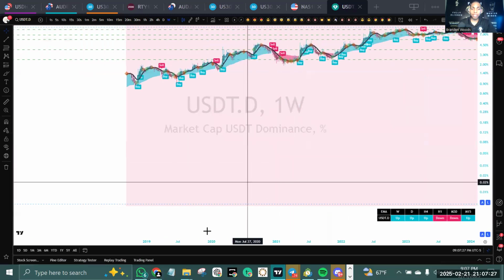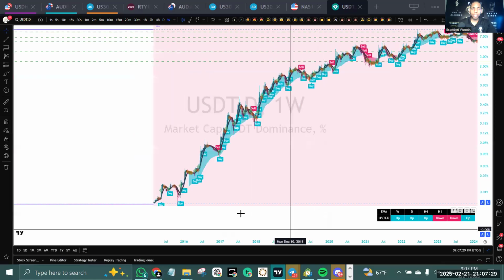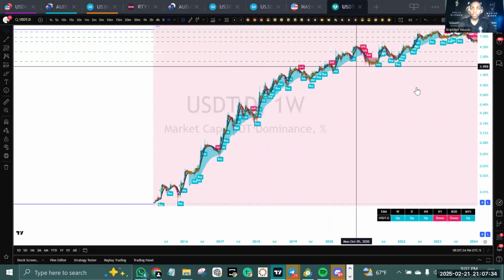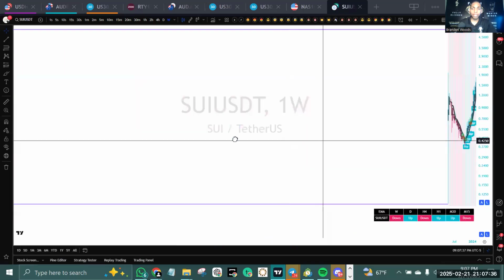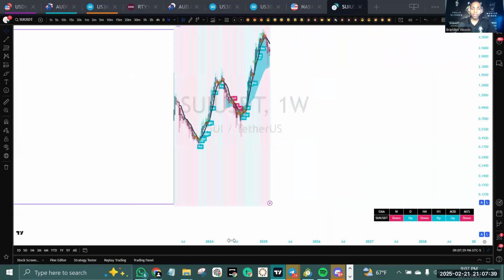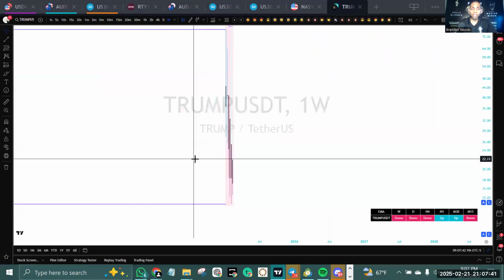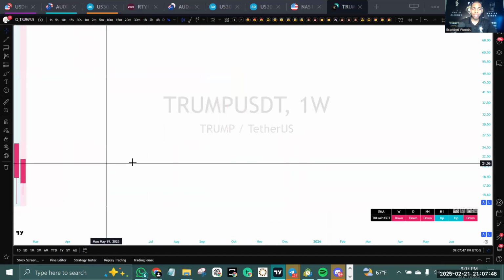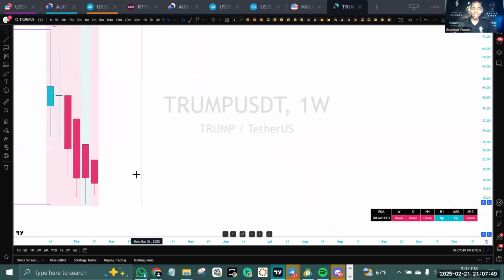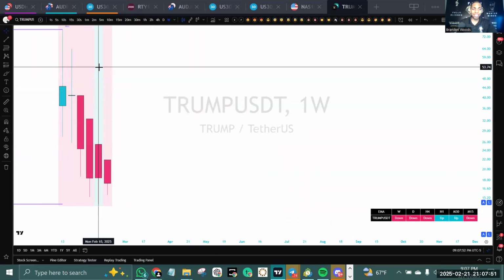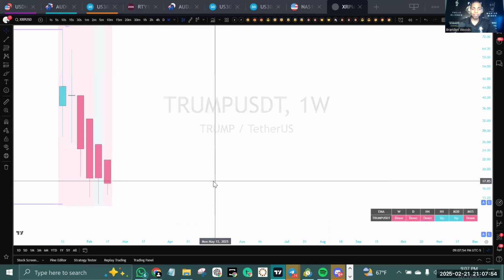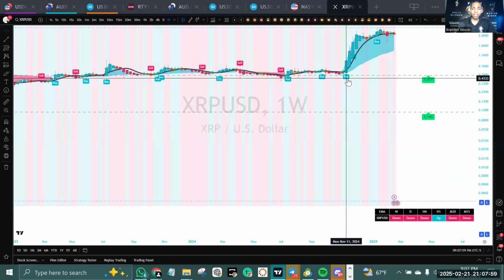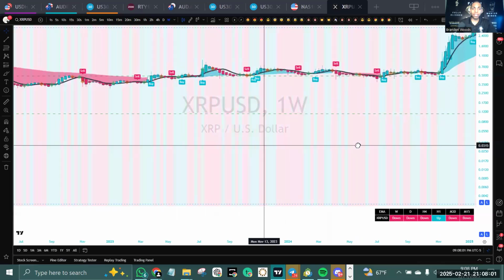All right, USDT. Slowly but surely. Get the buys, take the profit. Get the buys, take the profit. All the way up. So there you go. That's crypto all sewn up. And here's the Trump coin. We have one big day, and then it just doused after that. And XRP, clean. Nice and clean.